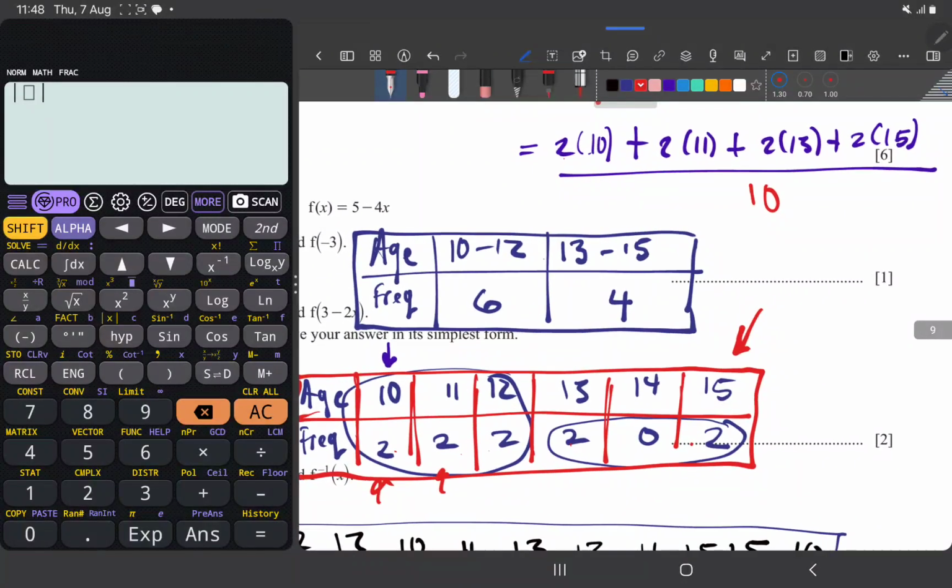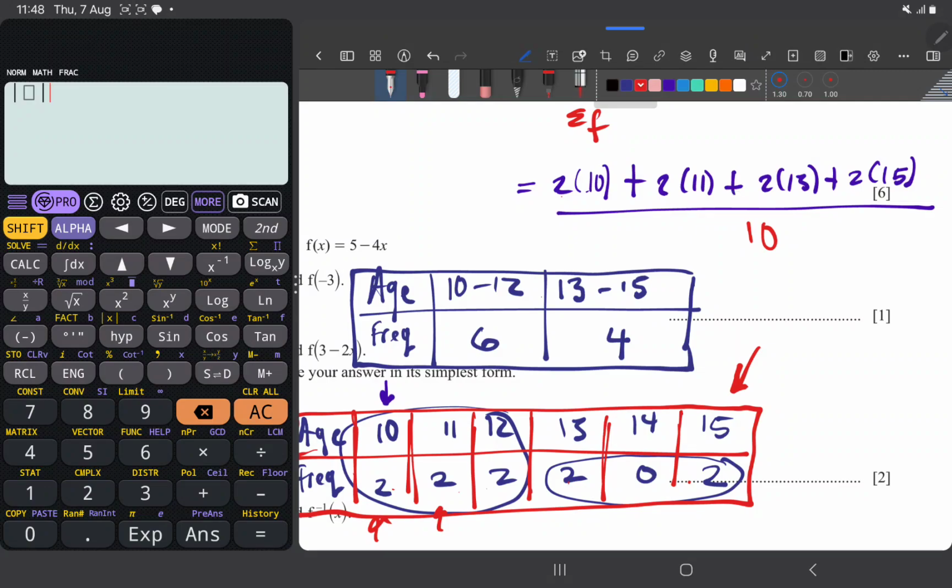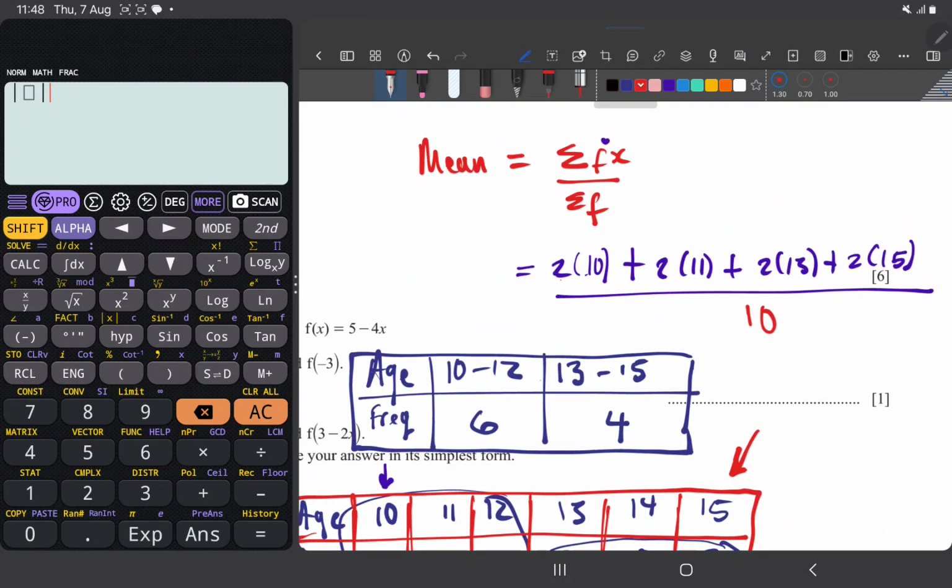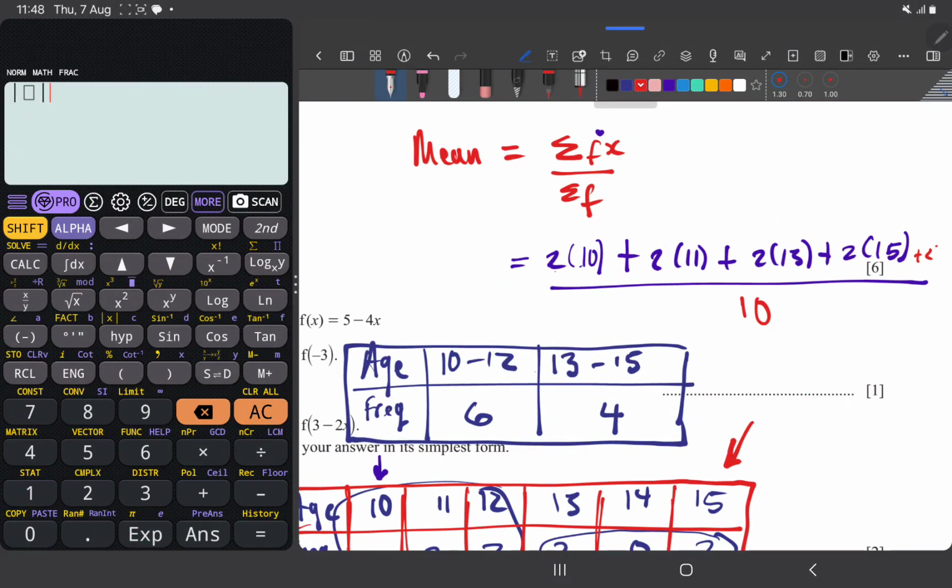Okay. Where is the other? What did I leave out? 10-year-olds, 11-year-olds. Oh, we left 12-year-olds. So it was actually going to be plus 2 times 12. We left the 12-year-olds. Sorry for that. And then we'd divide by total 10 people.